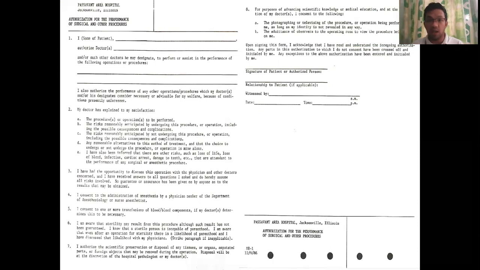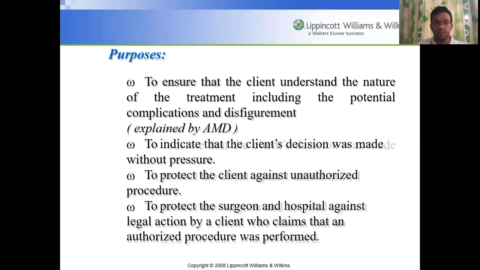So this is an example of an informed consent. So the patient or any authorized person should be the one to sign this, together with a witness. So the purpose of this is to understand that the client understands the nature of the treatment, including the potential complications and disfigurement. So this is explained by the doctor. It's the doctor who's going to do this.